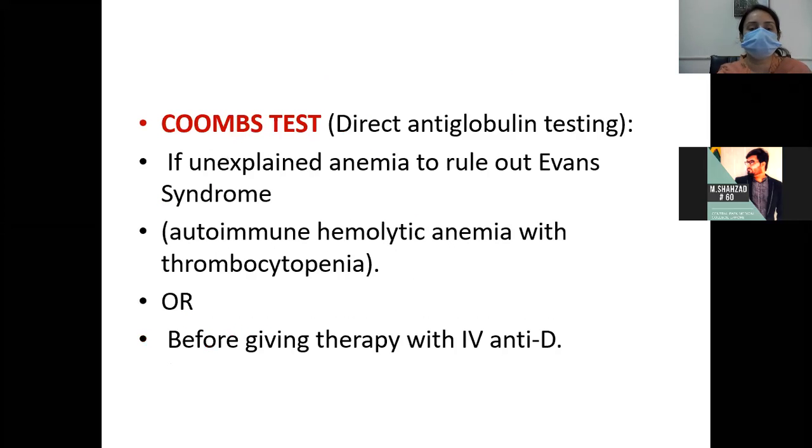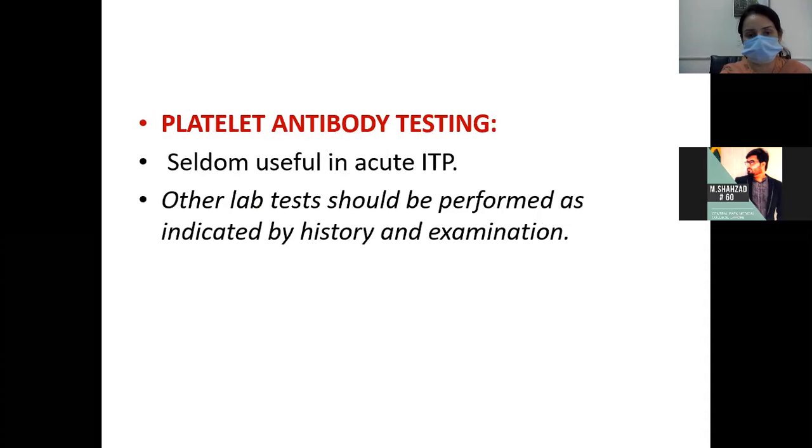The next test you will do is the Coombs test. There are two types of Coombs test, direct and indirect, but in this case we will do the direct antiglobulin test. We also call it DAT. It is done if there is unexplained anemia, to rule out Evans syndrome and autoimmune hemolytic anemia with thrombocytopenia, or before giving therapy with intravenous anti-D.